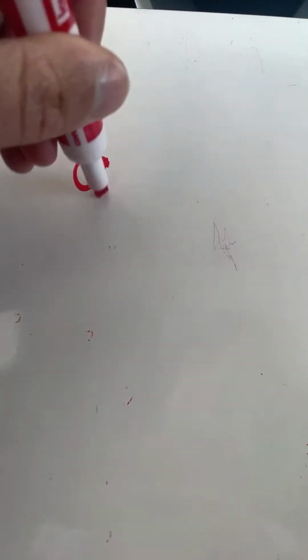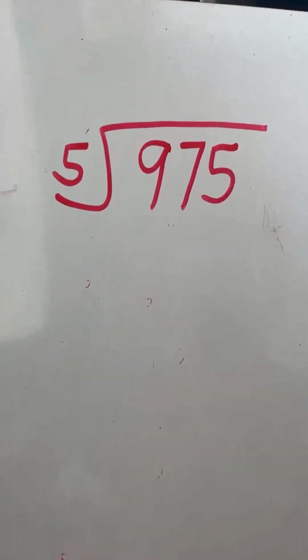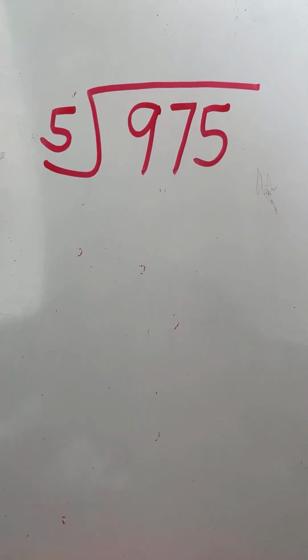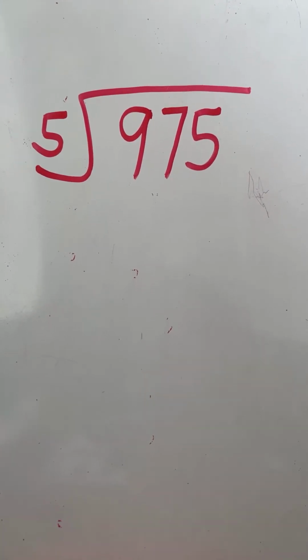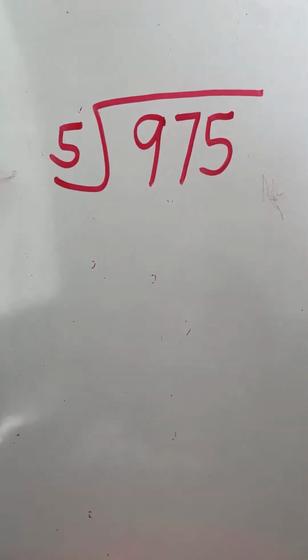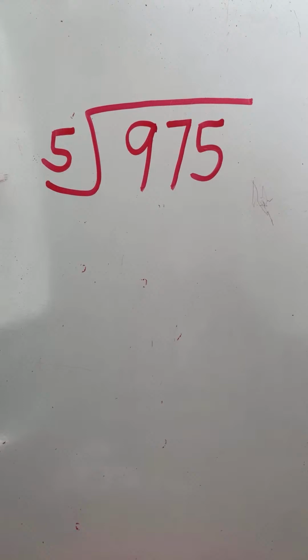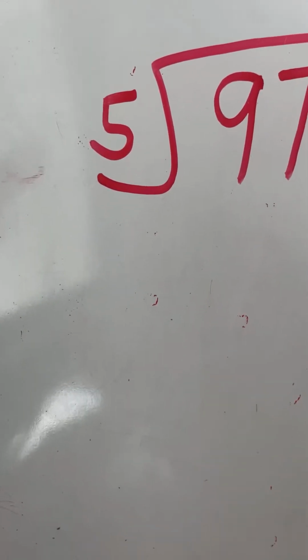So next example problem, we'll do 975 divided by 5. No skip counting involved this time. This is for all those students that are fluent in multiplication. They don't necessarily need the skip counting to solve. So we want to divide by the smallest number possible.